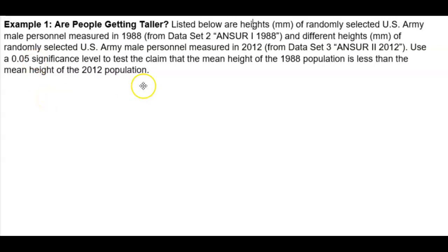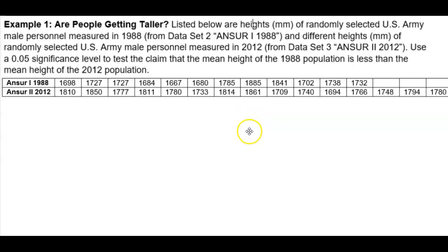Example 1. Are people getting taller? Listed below are heights in millimeters of randomly selected U.S. Army male personnel measured in 1988 from dataset Answer 1 1988, and different heights in millimeters of randomly selected U.S. Army male personnel measured in 2012 from dataset Answer 2 2012.